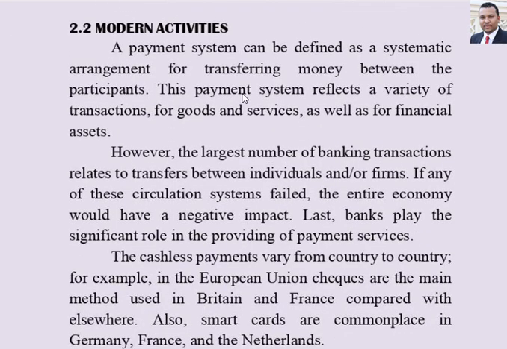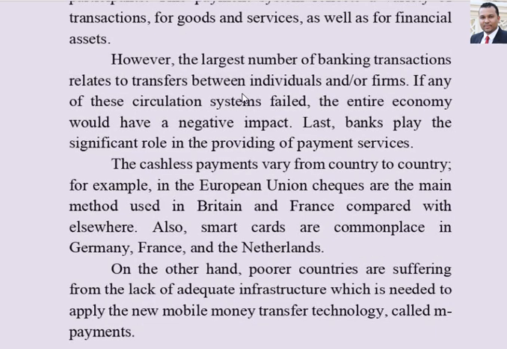What about modern activities for banks? We will start with the definition of the payment system. A payment system like Swift involves the transferring of money between participants in this system. Participants may be individuals, corporates, governments, and so on. If there is any problem in the payment system, this may lead to failure for the bank and crisis for the bank.